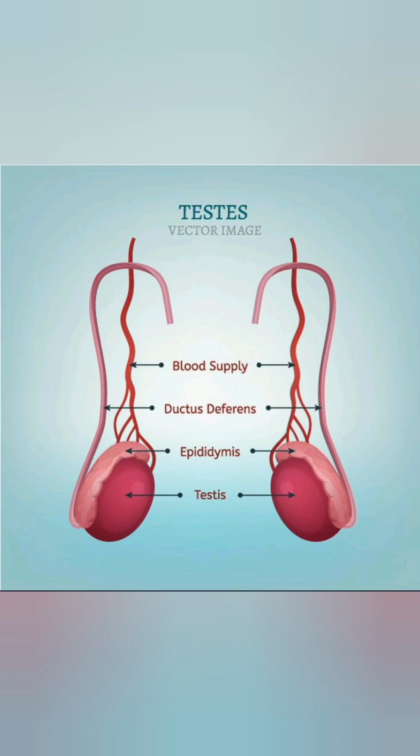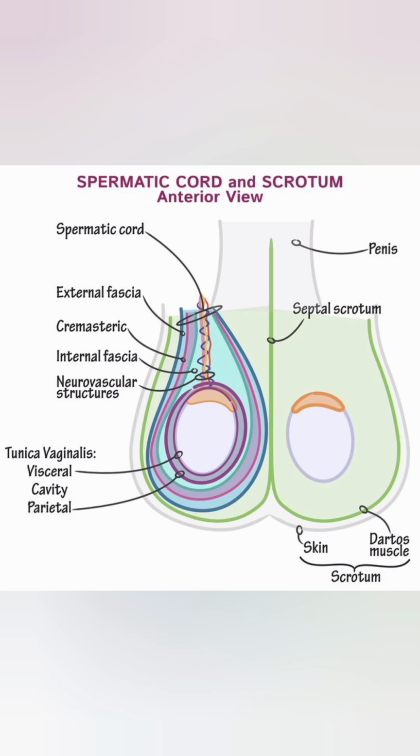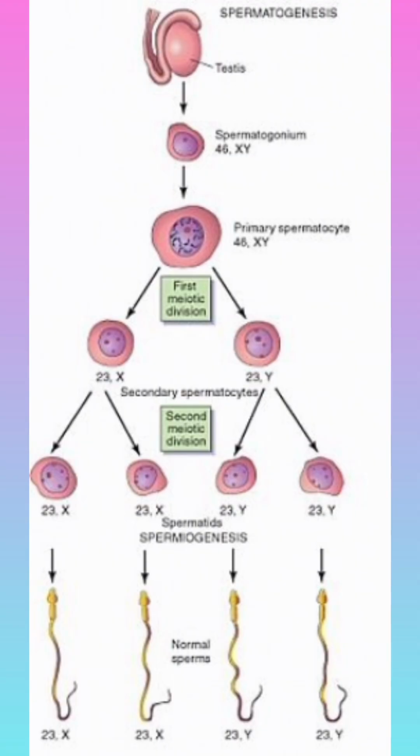Primary organs, testes. These are the primary sex organs located outside the abdominal cavity within a pouch of skin called the scrotum. The testes perform mainly two functions. One is spermatogenesis, producing the male reproductive gamete, sperm.